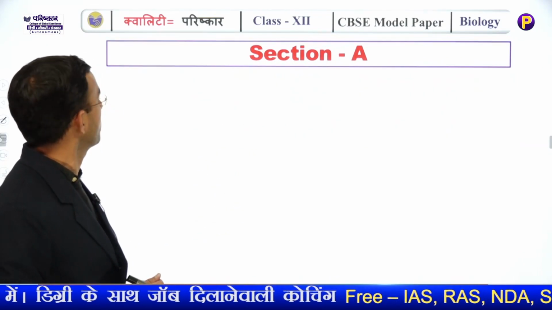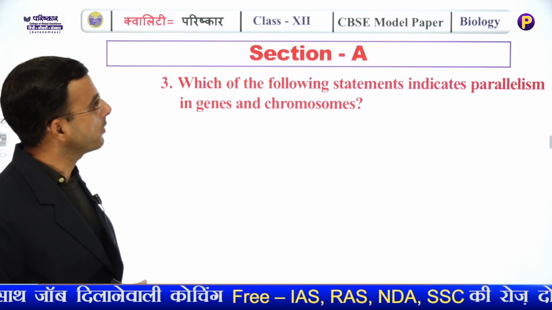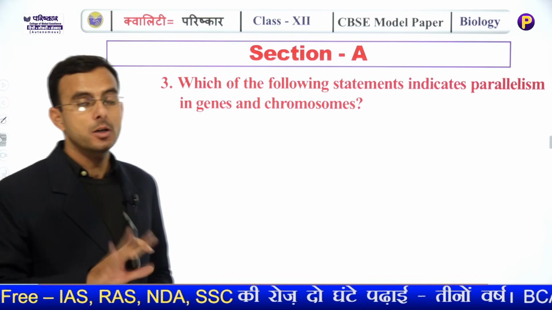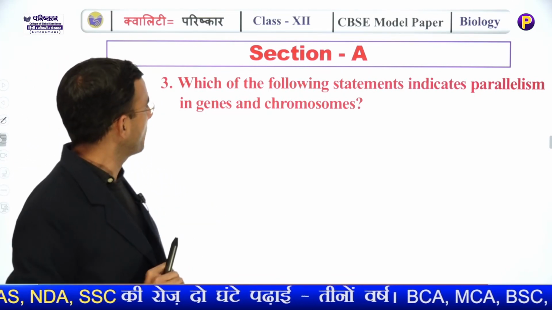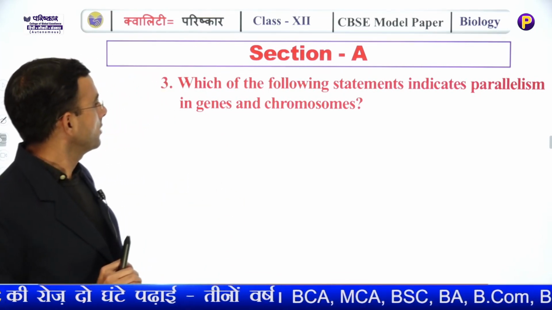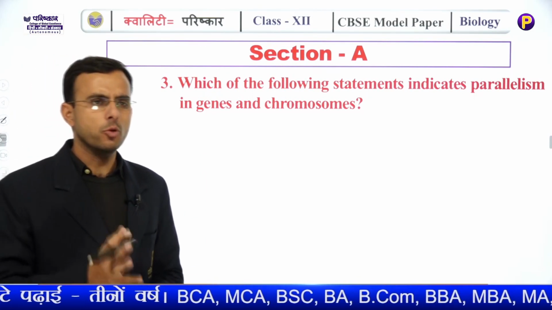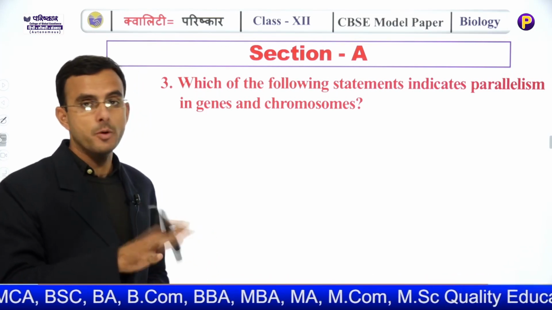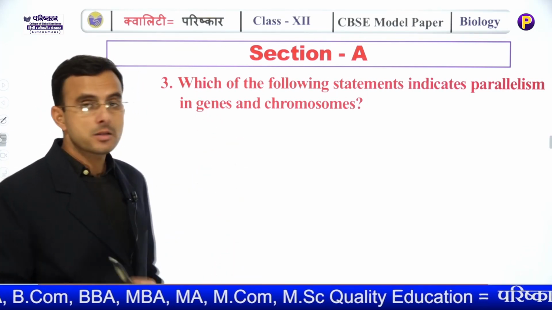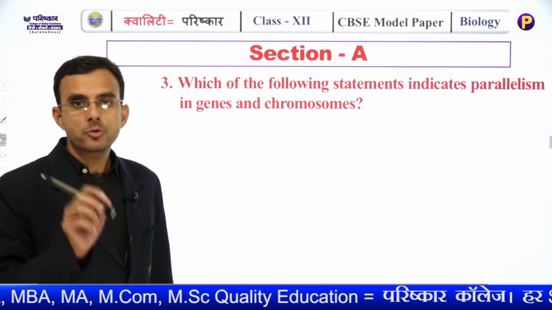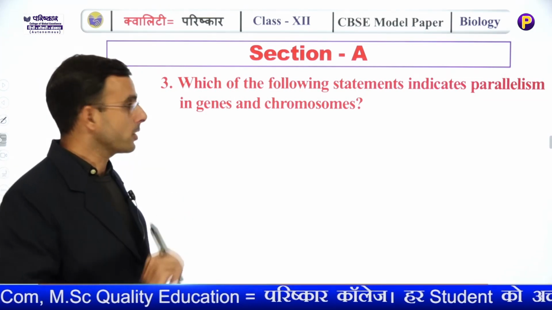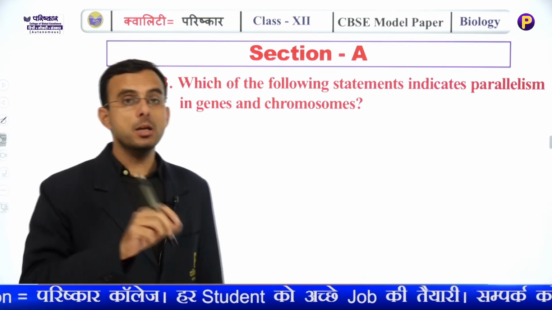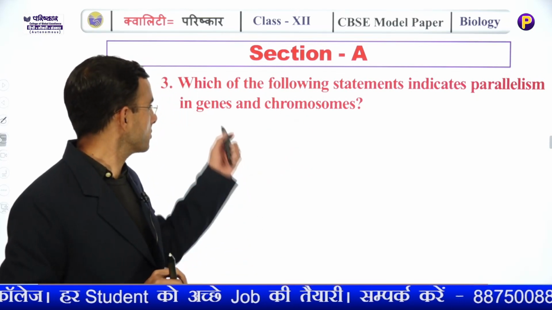Now the third question is, which of the following statements indicates parallelism in genes and chromosomes? This is talking about the genome. Look at gene and chromosome. The genetic material in a prokaryotic cell is present as a single molecule, while in a eukaryotic cell it is present in multiple copies, divided in the form of chromosomes.